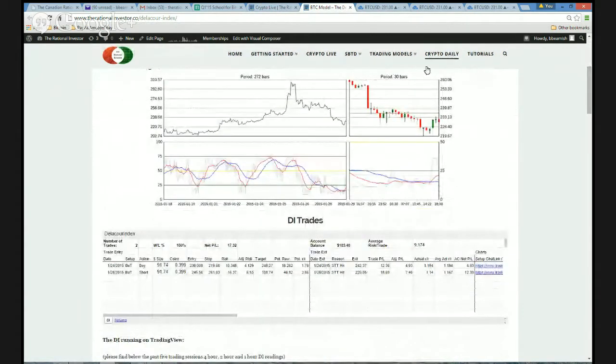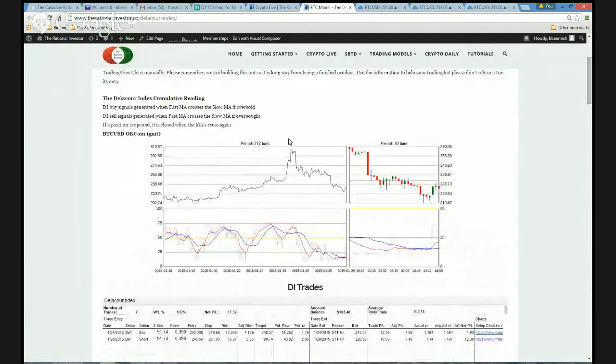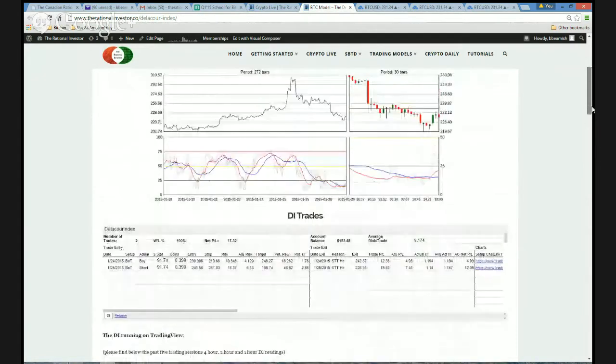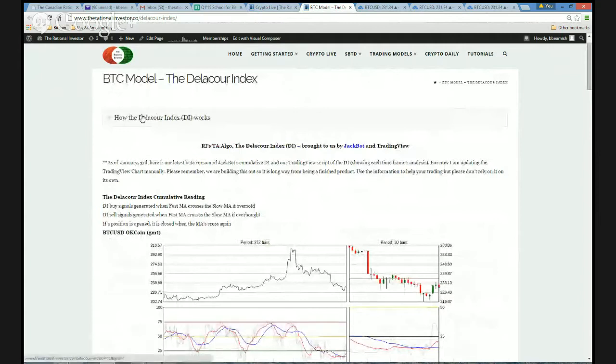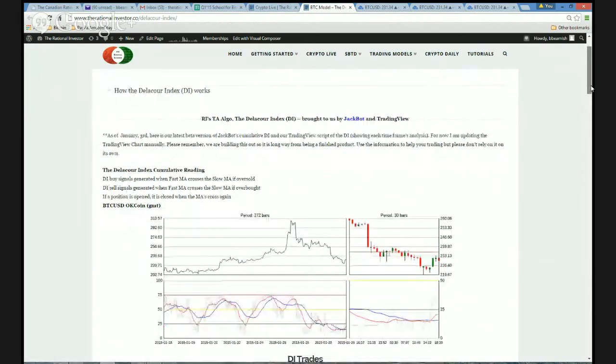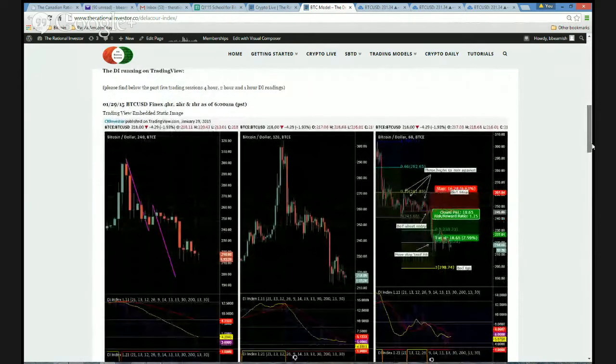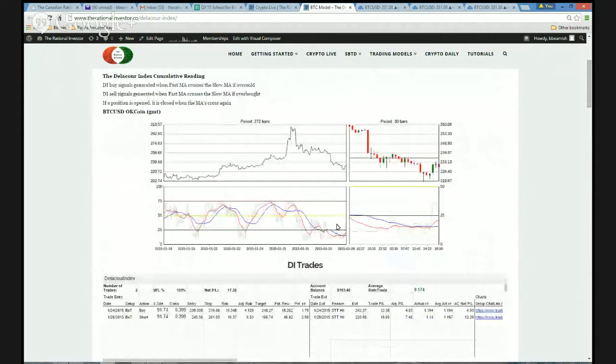This is the cumulative reading of the Delacour Index across multiple time frames, and basically it's a bias, if you will, whether bullish or bearish, that will dictate whether we can even consider setups. By all means, you're more than welcome to come in and see how the Delacour Index works, for site members and students. We have a PDF that I'll make available if you want to find out how it works.